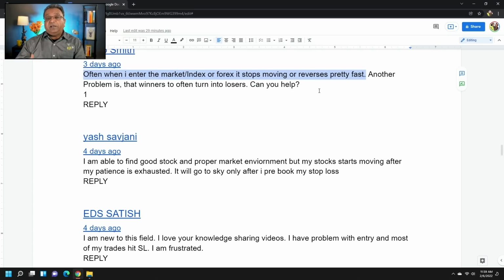If you're going to be trading indexes, typically indexes are mean reverting. What it means is that indexes are best bought when there is weakness, and when they are extremely bullish is when they can be sold. So I think there is a problem of setup here. Clearly, reading this question, I know there is a problem. Another problem is that winners too often turn into losers. And the solution to this, I have said multiple times since morning, is sell into strength.